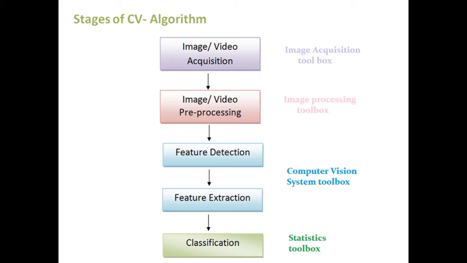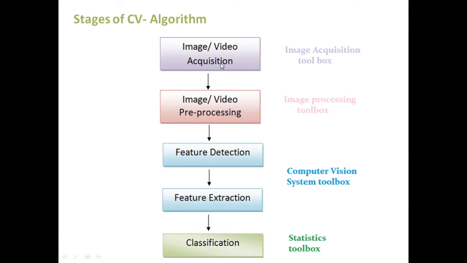Okay, so I would like to summarize what all a computer vision system needs. Computer vision needs image acquisition, next pre-processing, feature detection in the images, and feature extraction from the given input image, and after that we can do the classification.